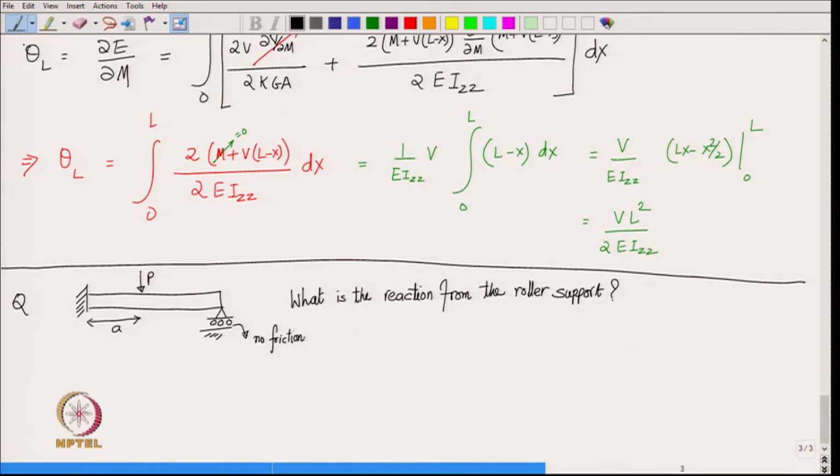All right. So, bottom line, roller supports do not exert horizontal reactions.